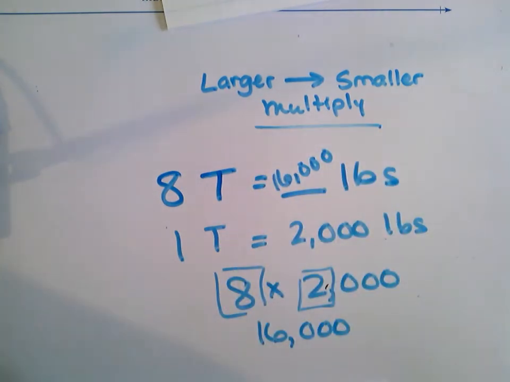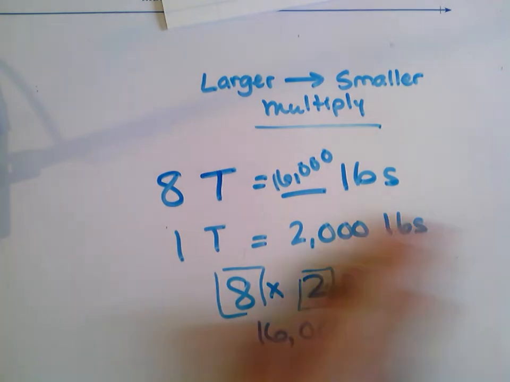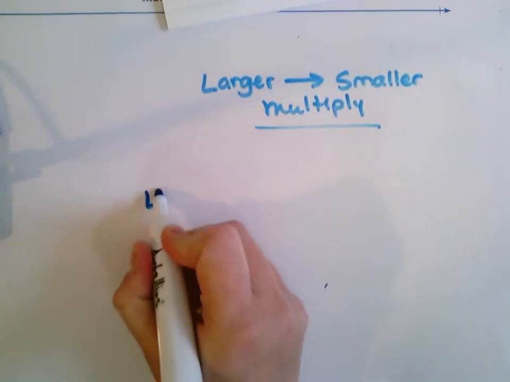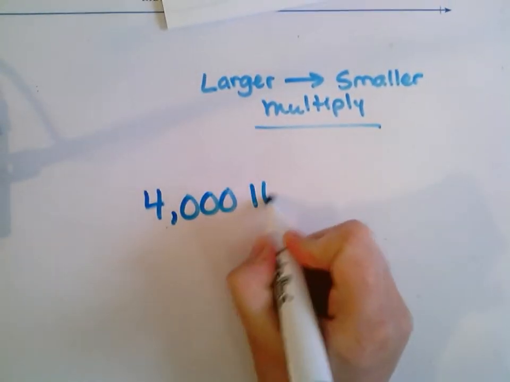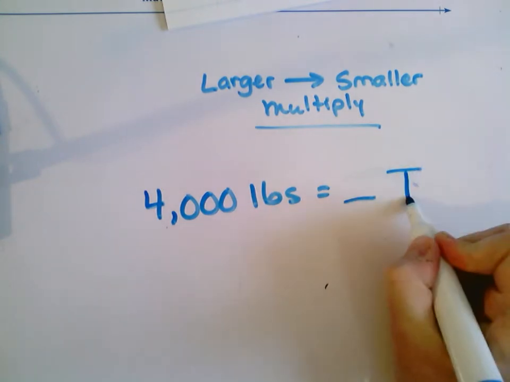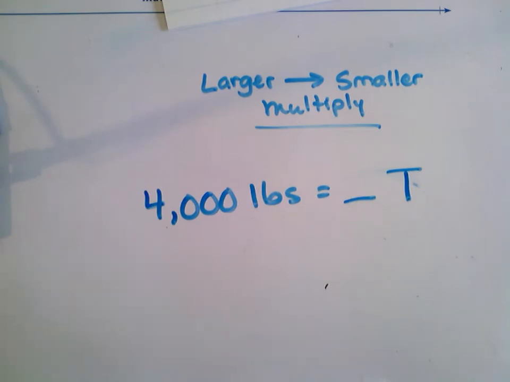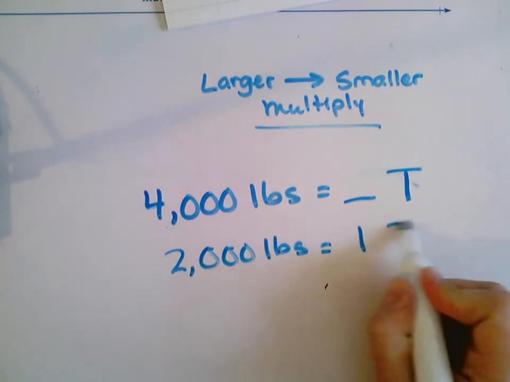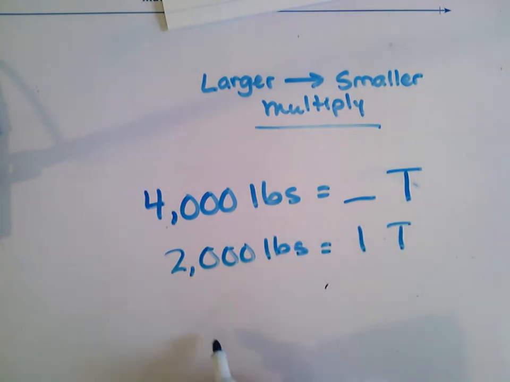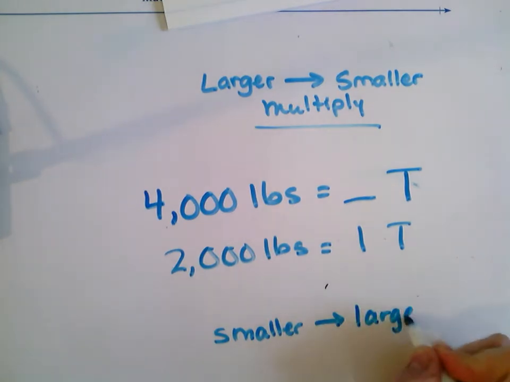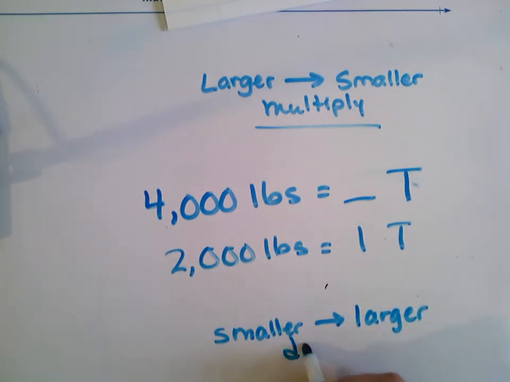All right, well, what if I needed to go from pounds to tons? So let's say something was 4,000 pounds. 4,000 pounds is how many tons? Well, let's see. I know that there's 2,000 pounds in 1 ton. Here, I'm starting with my smaller unit, right? And I'm going to change to my larger unit. So I'm going to divide.